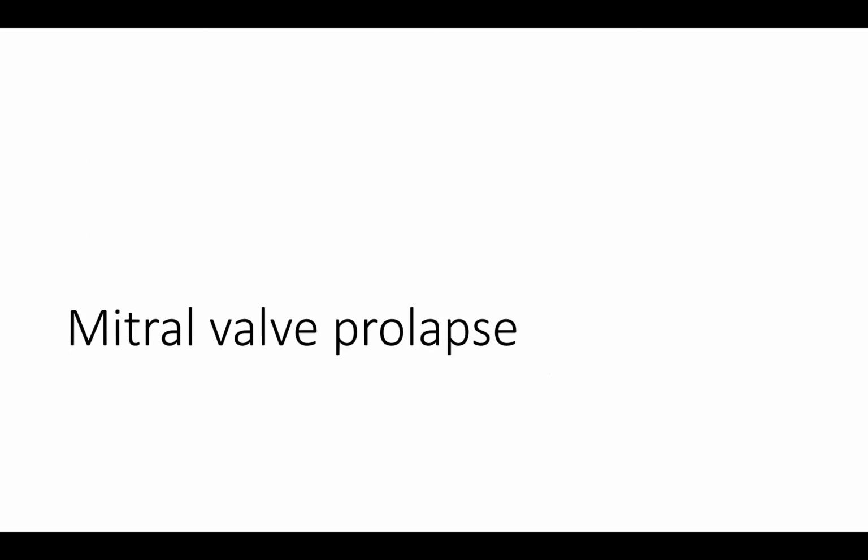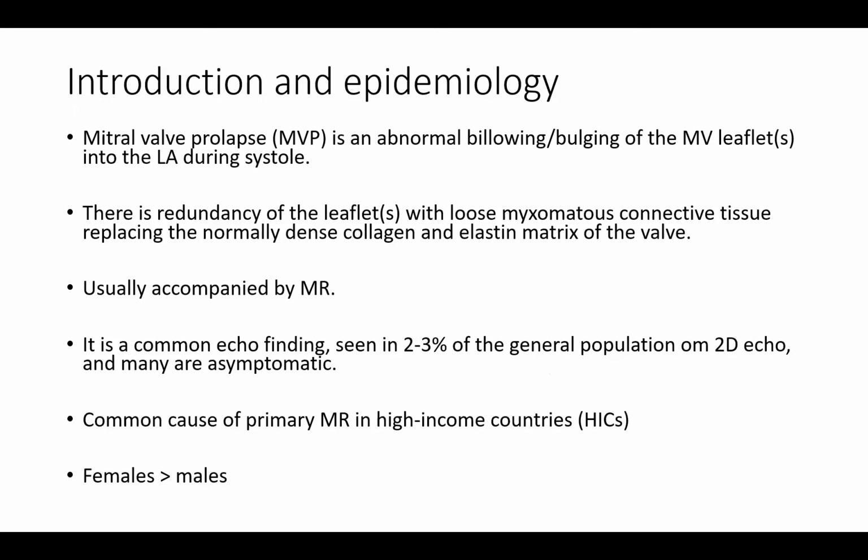We'll quickly take a look at mitral valve prolapse, which is one of the common causes of mitral regurgitation, even though I don't know how frequently we see it. So mitral valve prolapse is an abnormal bulging of the mitral valve leaflets into the LA. Leaflet or leaflets, could be both, could be one, could be part of the leaflet.